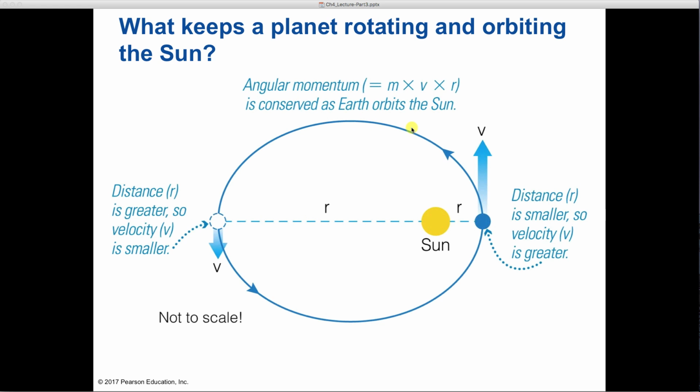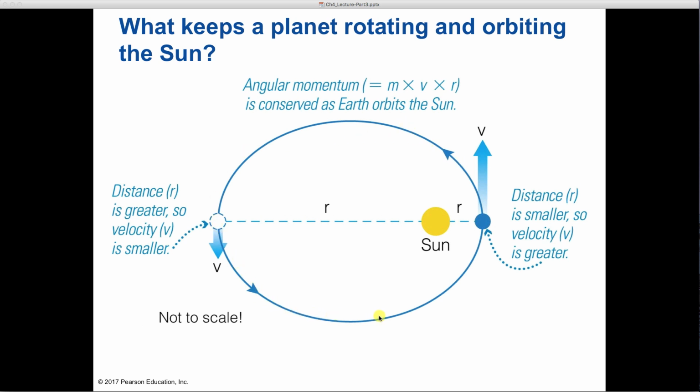And the reason for this is because there are no external torques acting on the system. A torque is like a twisting force, a force that causes something to turn or to rotate or to move around in a circle or an orbit. So as long as there are no outside torques, the system's angular momentum does not change. And so the Earth will continue to go around in its orbit.